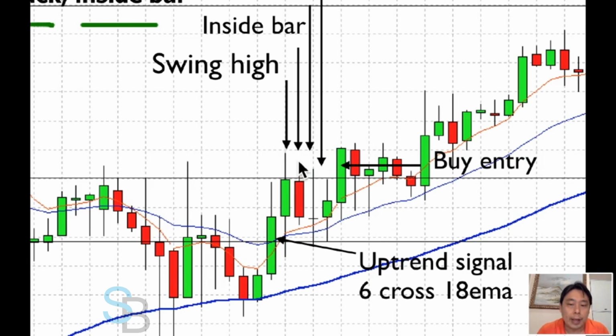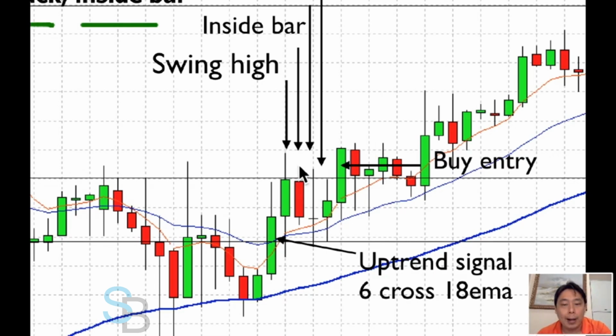So the next candle, what happens? Does it go up and trigger our buy order? No, it doesn't. It makes another lower high and a lower low. So this is now a pullback candle, right? So it's swing high, inside bar, pullback. So what happens now?